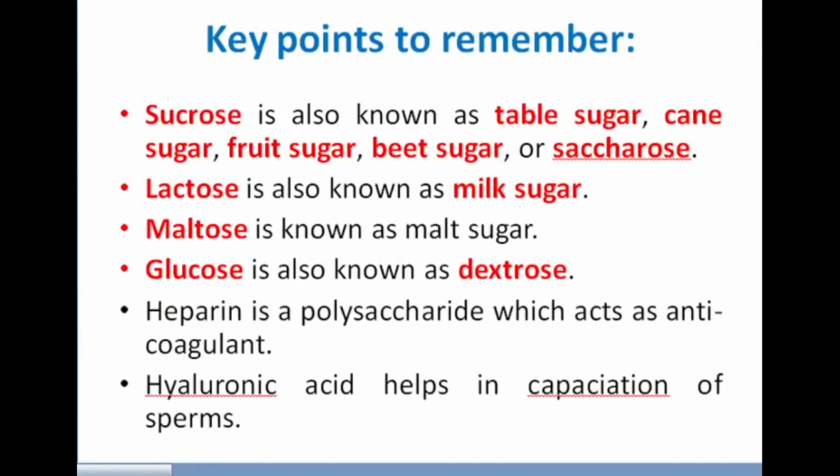Here I have mentioned some of the important points which you should revise before appearing for the entrance exam. The points are: sucrose is also known as table sugar, cane sugar, fruit sugar, beet sugar, or saccharose. Then lactose is also known as milk sugar. Maltose is known as malt sugar. Glucose is also known as dextrose. Then heparin is a polysaccharide which acts as an anticoagulant, and it is found in the mouth of leech. Hyaluronic acid helps in capacitation of sperms, that means in the activation of sperms during the acrosomal reaction.